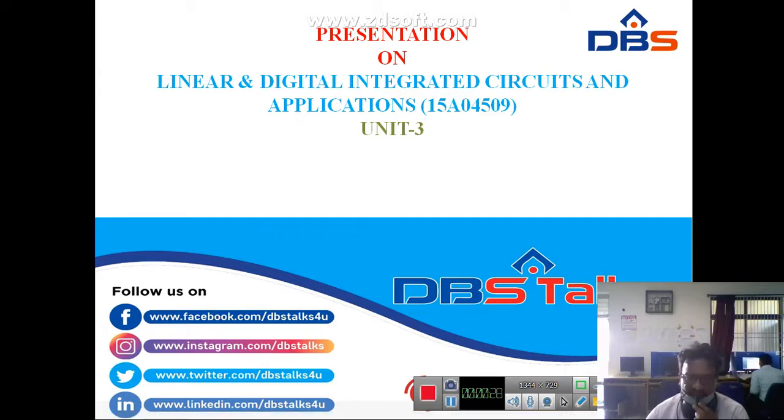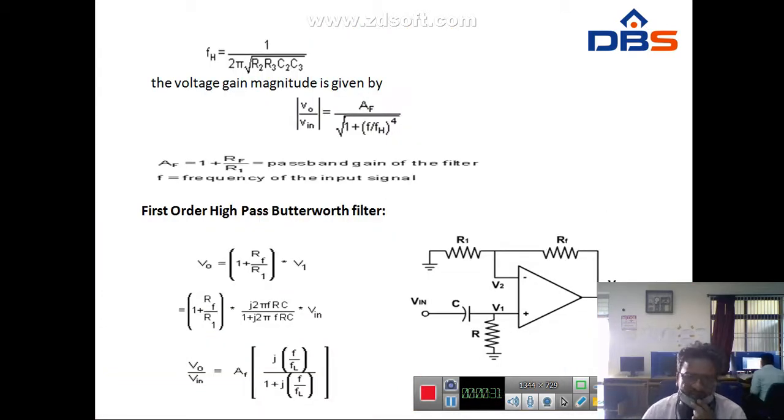So already we know that the low pass filter will be designed with the help of the R and C components. In the case of the low pass filter, R will be in series with the non-inverting terminal, and C will be in parallel with Vin. So that will be the design for the low pass filter.